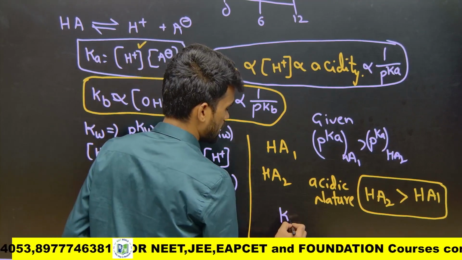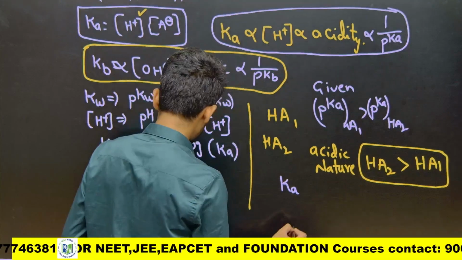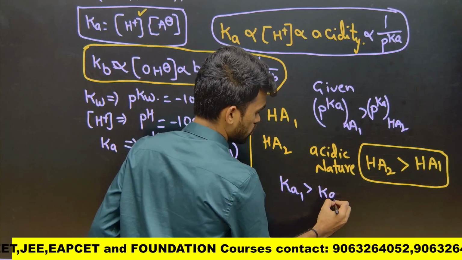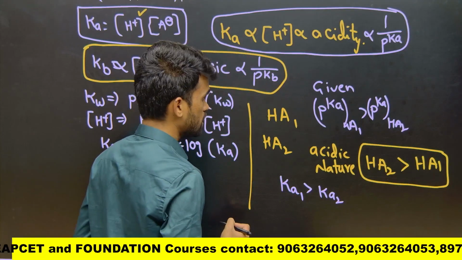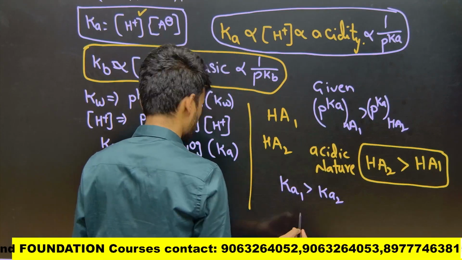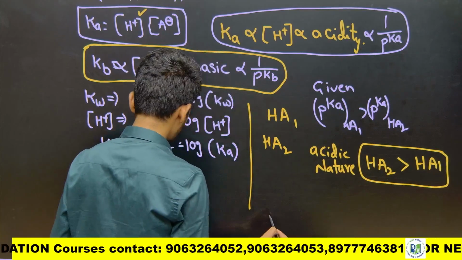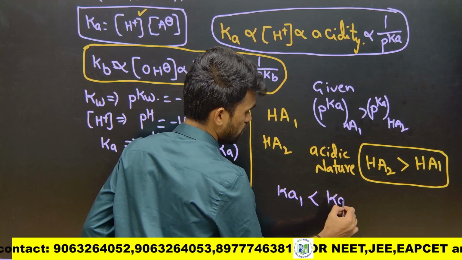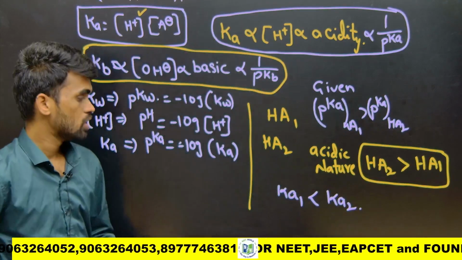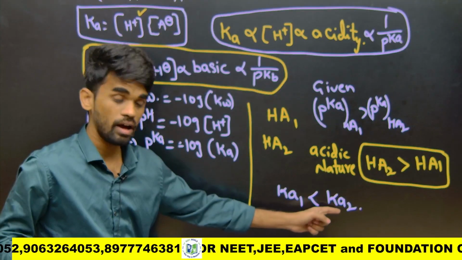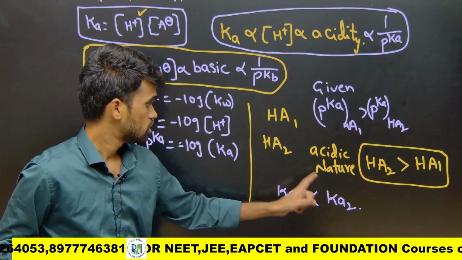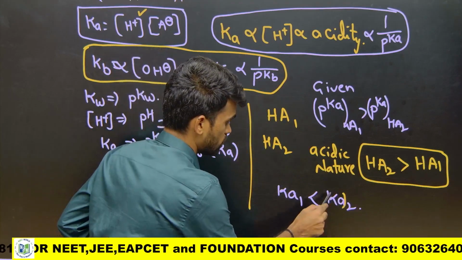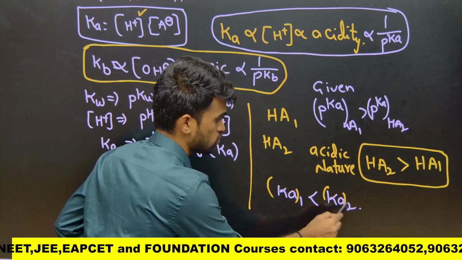And one more question I am giving. If I say the Ka1 value of acid HA1 is greater than Ka2, what does it mean? This is about the first question. I am making one more second question here. Ka1 is lower than Ka2. So what do you mean by this? The greater the acid dissociation constant, this is for the first acid, this is for the second acid.